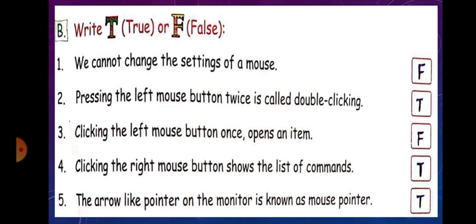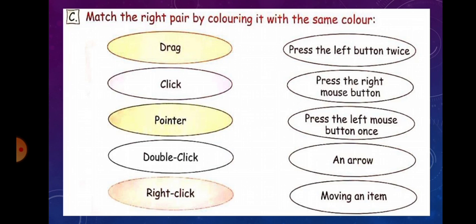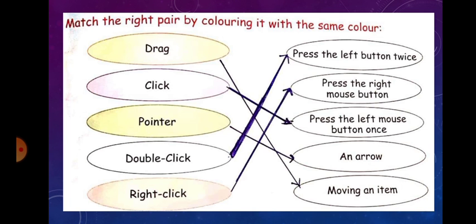Now take a pencil and a scale to do the following. Question number C. Match the right pair by coloring it with the same color. Dear children, take a color pencil and you can color it in your book also, and as well as mark it with scale if you want. So as I have done here, okay.